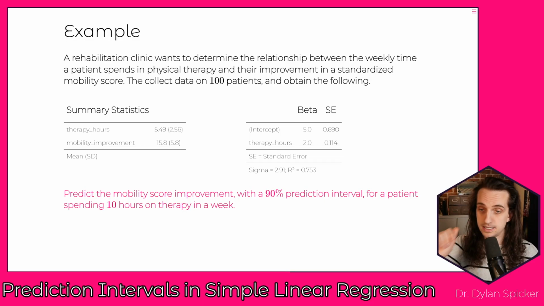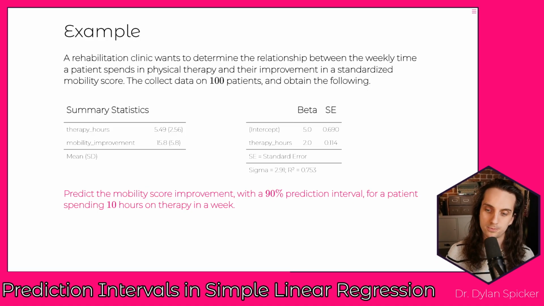We can look at our third example here. So we have a rehab clinic who wants to determine the relationship between the weekly time that a patient spends in physical therapy and their improvement in a standardized mobility score. So they collect data on 100 patients and obtain the following. So again, we have very similar output here. We want to predict the mobility score improvement with a 90% prediction interval for a patient who spends 10 hours in therapy per week.